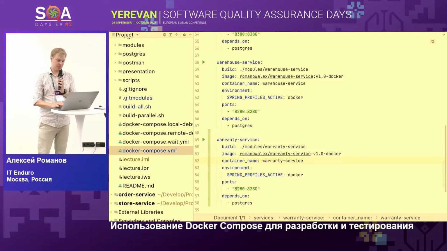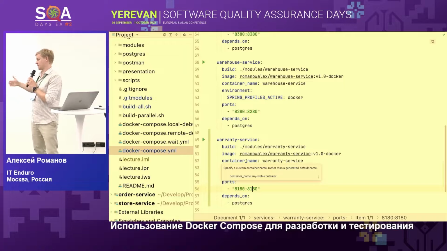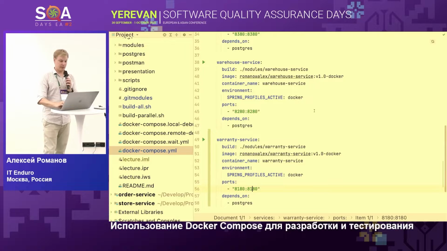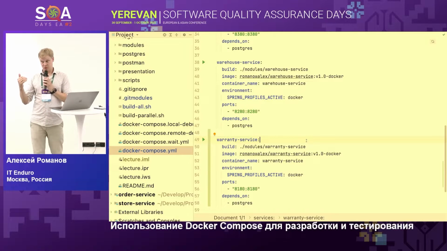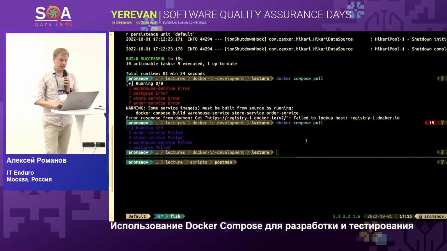Well, as far as warranty service goes, everything is the same. We just have port 8180. So I'm not going to recode everything, if you don't mind. I have done Control-C, Control-V here, but these are not the most important parts anyway. Everything is built in Docker, but we still don't have warranty service. Let's do it manually now.